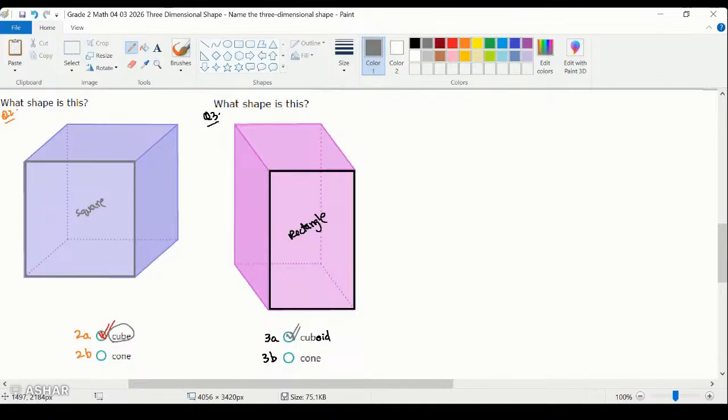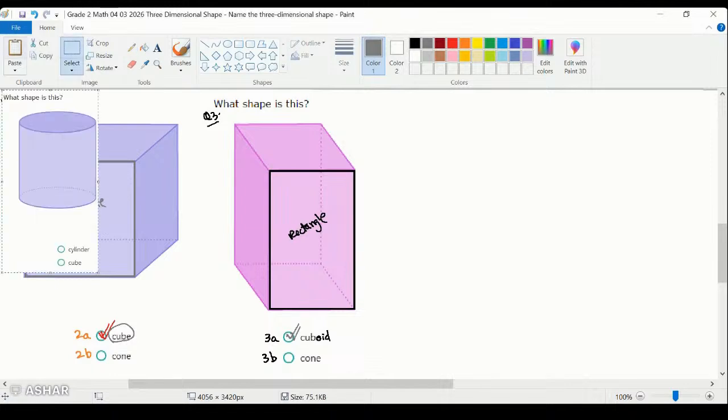Perfect. If cuboid is not written, if cube and cone was written, then you still click on cube, right? It can also be called a cube, but I'm just trying to differentiate between the square and the rectangle. So if the option was cube and cone, then you still go with the cube.